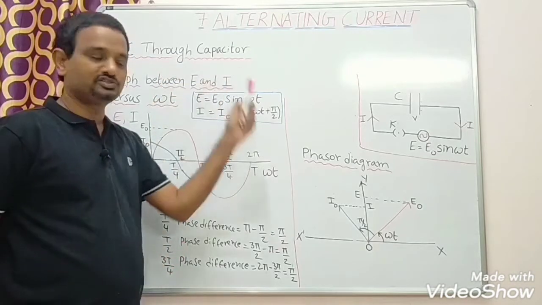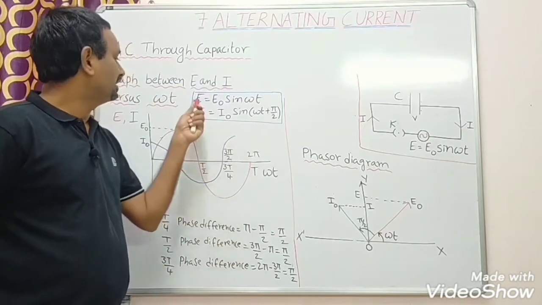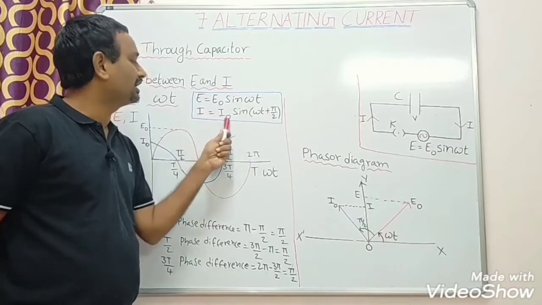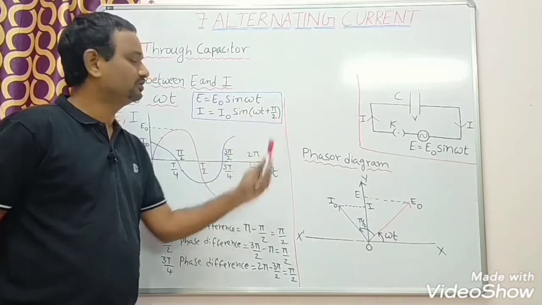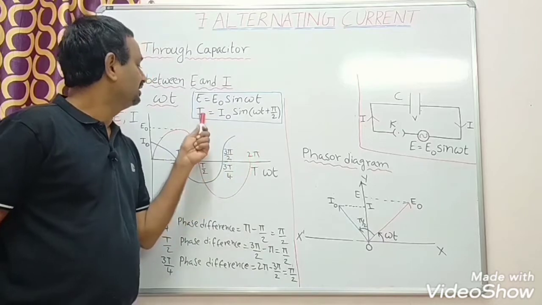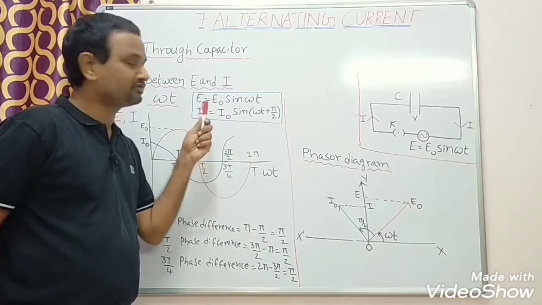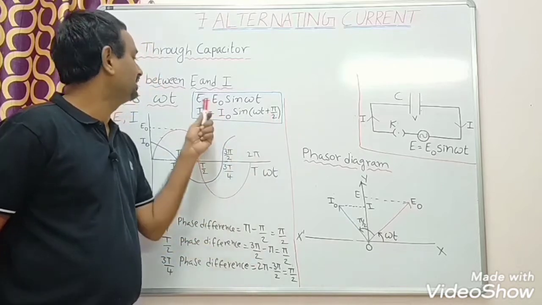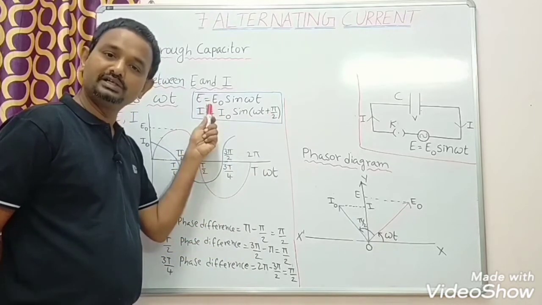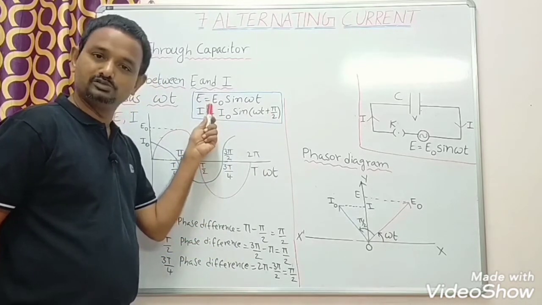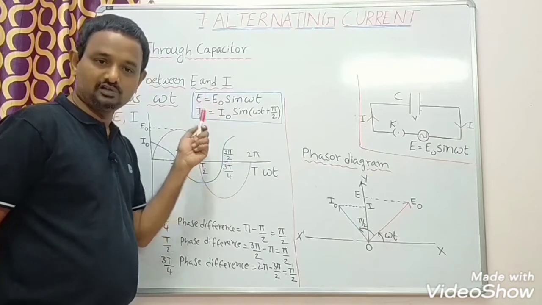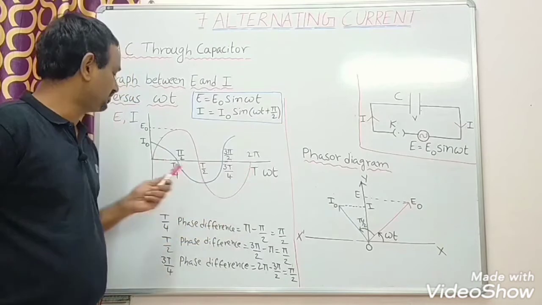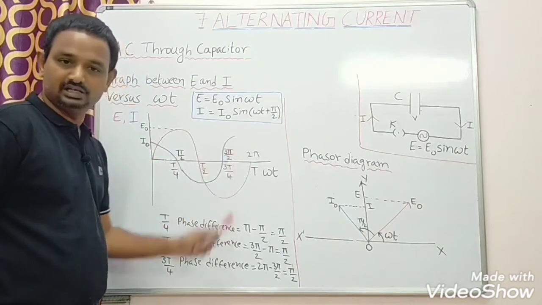See, in AC through capacitor, from the equations E equal to E naught sin omega t and I equal to I naught sin omega t plus pi by 2, we can say that current leads EMF by a phase angle pi by 2, and also we can say that EMF lags behind current by a phase angle pi by 2. That I will show you in the graph. Look at here. This red color wave represents EMF and blue color wave represents current.